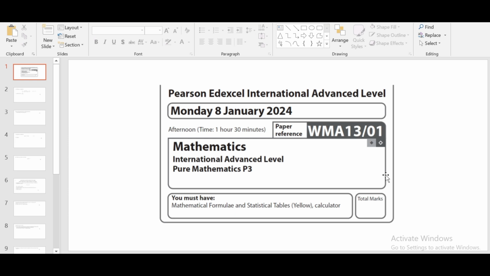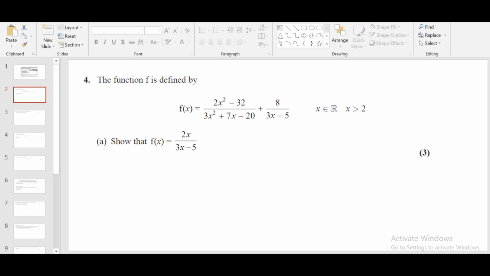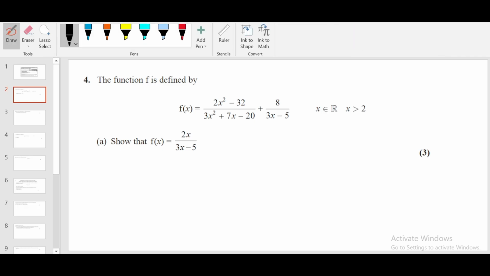Here we are solving January 2024 Pure Math 3 paper. In the previous video we looked at question number 1 to 3. Now let's start with question number 4. We need to combine these two algebraic fractions into a single fraction.